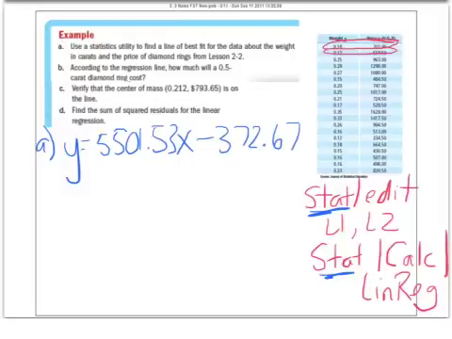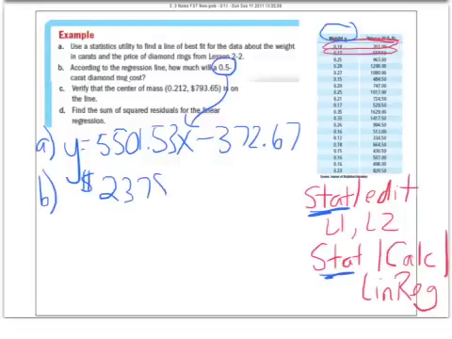Okay. Now we can go to part B. It says, according to the regression line, how much will a 0.5 carat diamond ring cost? Well, all you need to do is realize that the 0.5 is the weight, that's the x value. Just put that value in for x and simplify and see what you get. When you put 0.5 in for x, the answer for part B comes out to be $2,378.10. So you may want to double check that you get that in your own calculator.